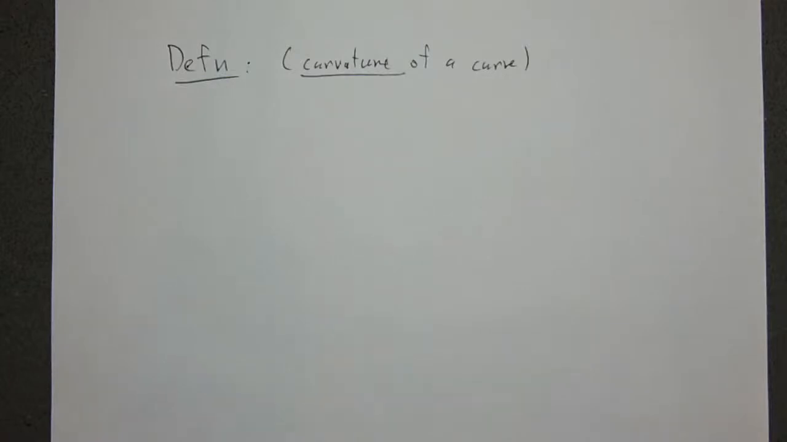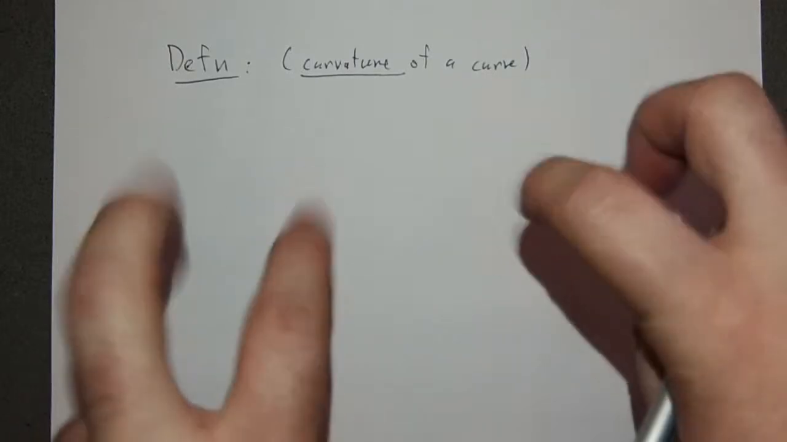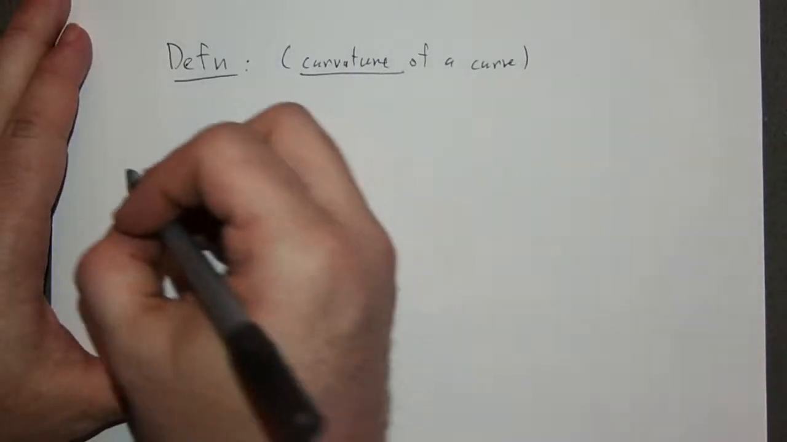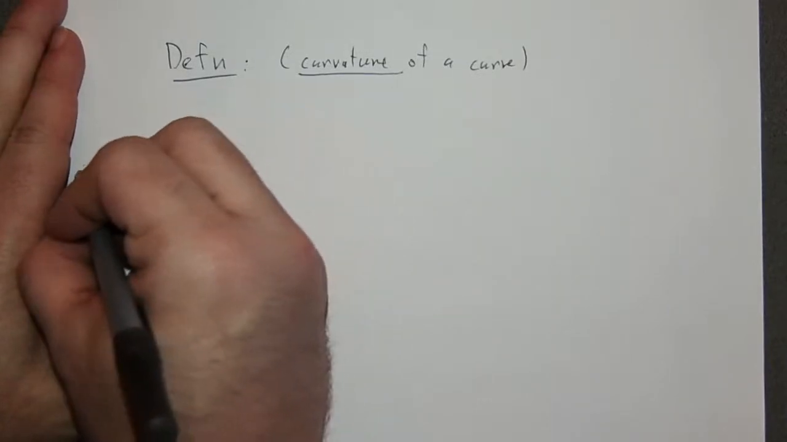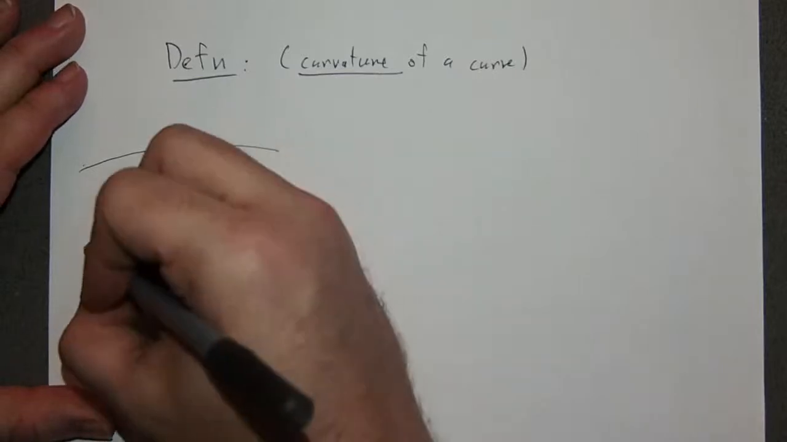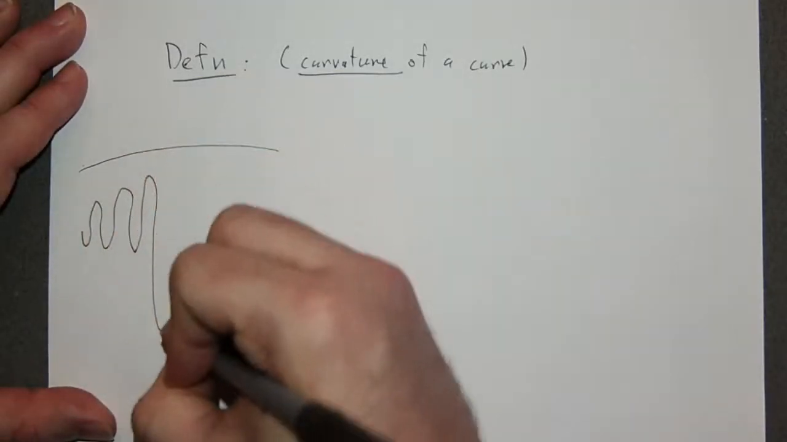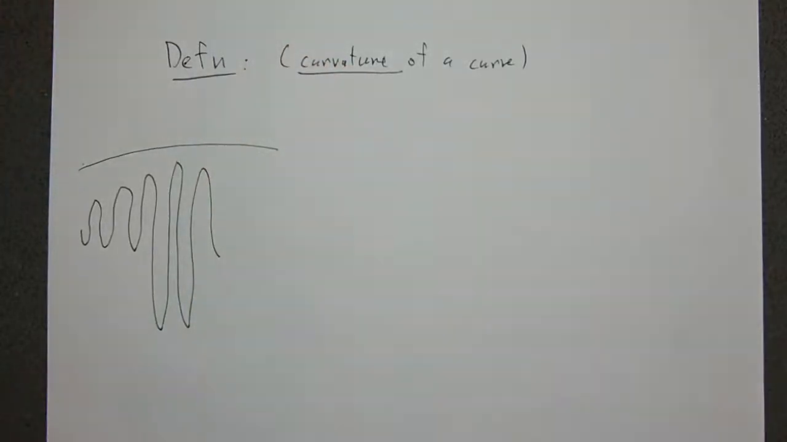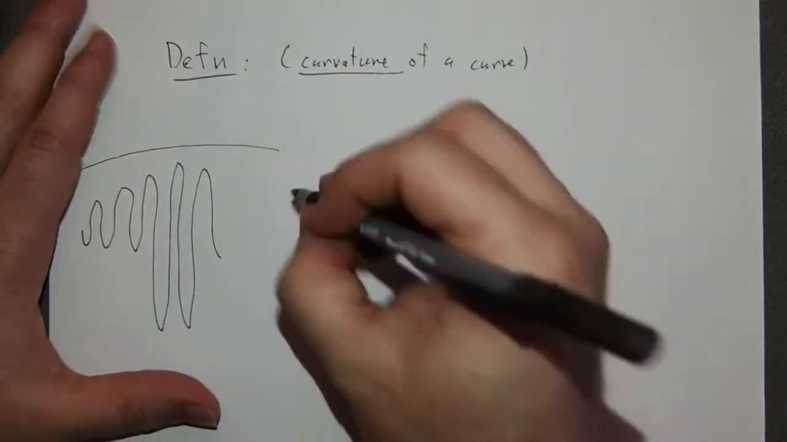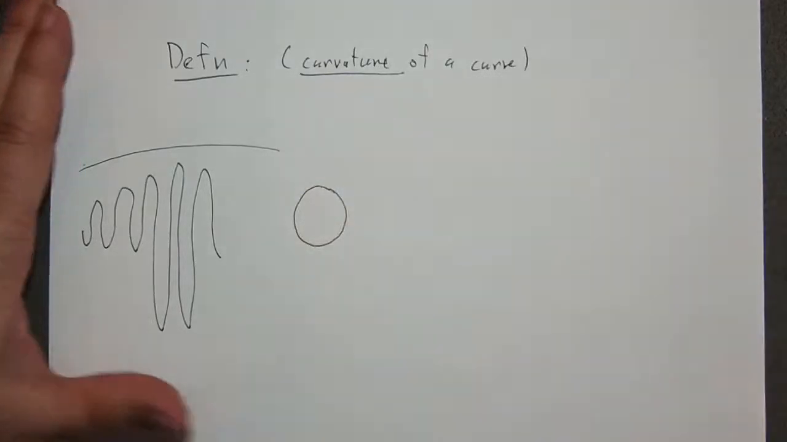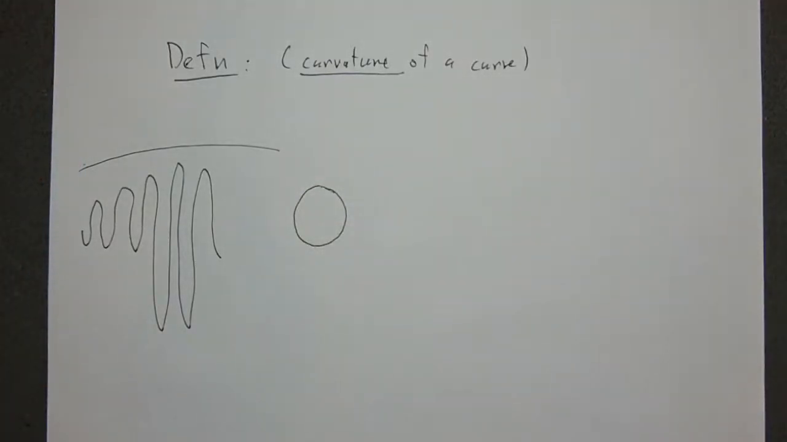Now you might have, early on when you're thinking about curves, inherently tried to come up with a way of measuring how curved a curve is, right? So you would want to be able to distinguish a curve like this from a curve like this, or maybe even a curve like this. So the idea is, how curved is a curve, and how do I measure that? So the answer is the curvature.